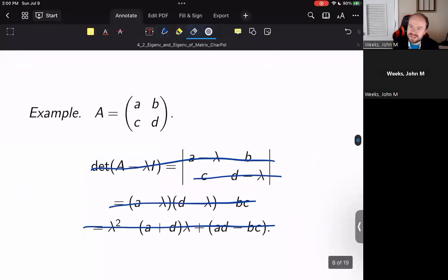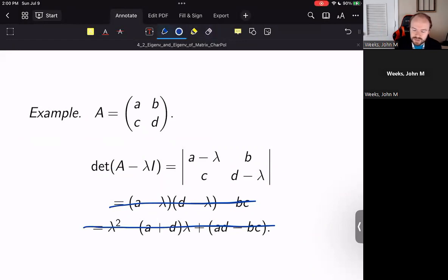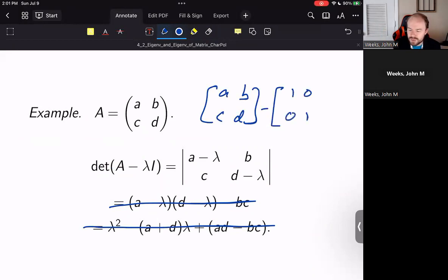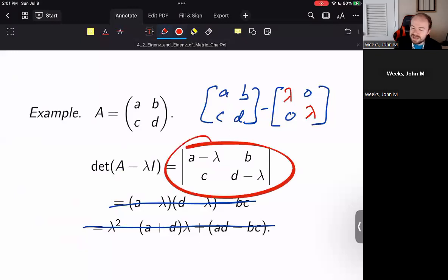So for example, let's take a look at this in the 2 by 2 case, with A being a general matrix a, b, c, d, reading left to right. Then the determinant of A minus lambda I, we're about to see, is a polynomial. We're going to have a minus lambda and d minus lambda on the diagonals. That's because whenever you subtract lambda I, think about what's happening. You have a, b, c, d minus lambda times the matrix 1, 0, 0, 1. If you multiply a matrix by lambda, every entry is multiplied by lambda, so you get lambda 0, 0 lambda. If you put all those together, that's exactly what you get right here.